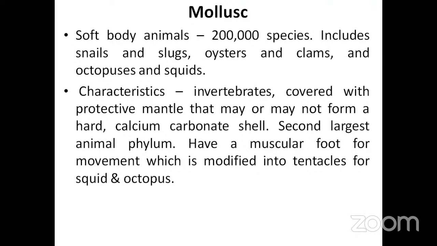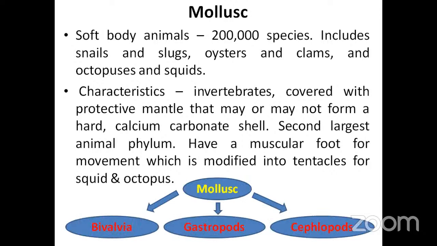So mollusks are soft-bodied animals. Mostly they are called snails or oysters, and sometimes the higher categories include octopus as well as squid. Generally the mollusks are classified into 7 categories, but the major classifications of the mollusk are Bivalvia, Gastropods and Cephalopods. I will give you the differences between these 3.